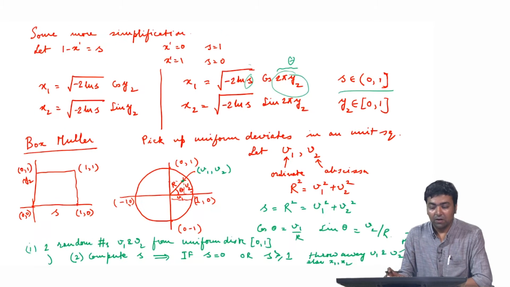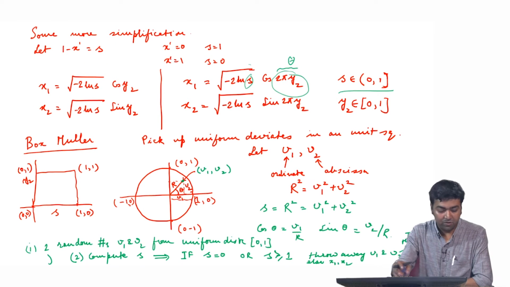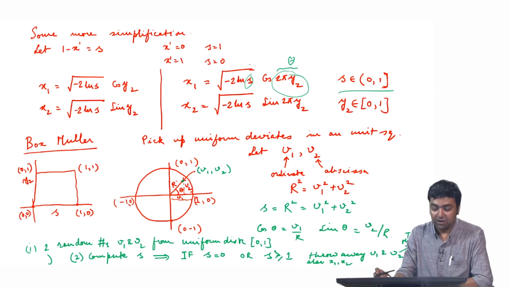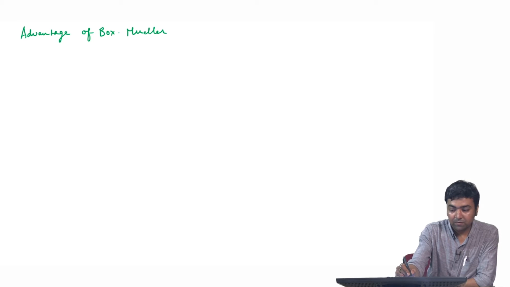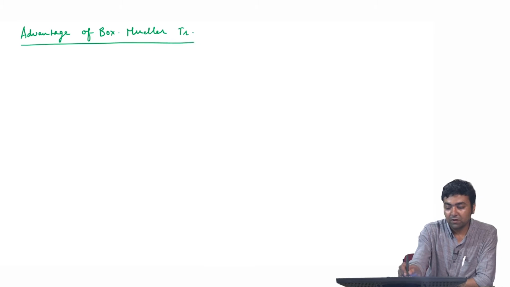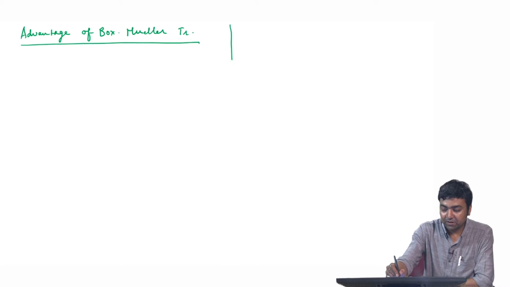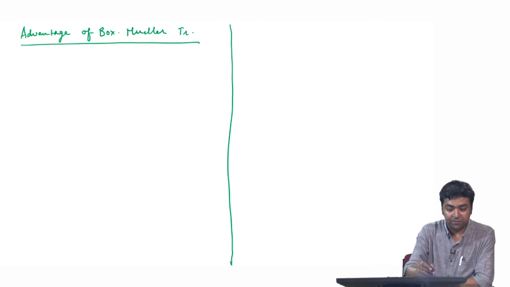Now, the question is, I could have stopped here only, but why did we do this extension into this Box-Muller transformation? So, we will see that now. What we are looking at now is the advantage of the Box-Muller transformation.